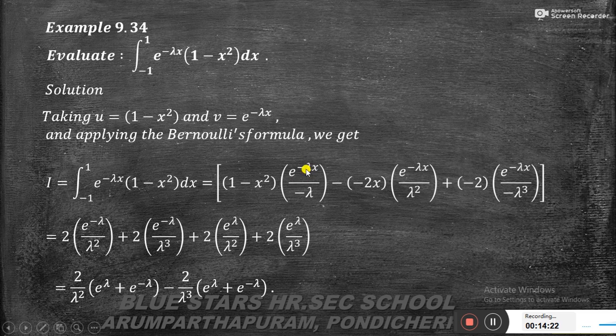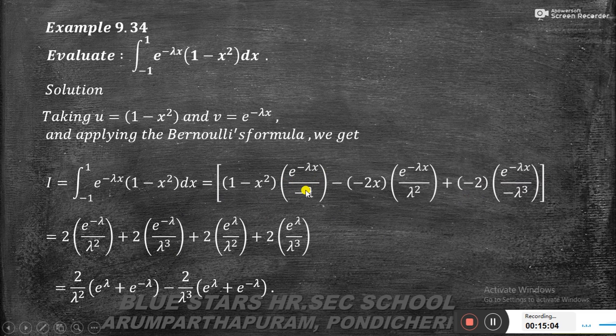Next I integrate the exponential. Integration of the exponential is e power minus lambda x by minus lambda into minus lambda. Next plus, I differentiate the minus 2x: minus 2 into the differentiation of x, which is 1, so minus 2. I integrate this, e power minus lambda x by lambda square into minus lambda, so lambda cube. Again next minus, I differentiate this. Differentiation of minus 2 is 0, so I stop up to this. When the differentiation comes to 0, we stop that term.